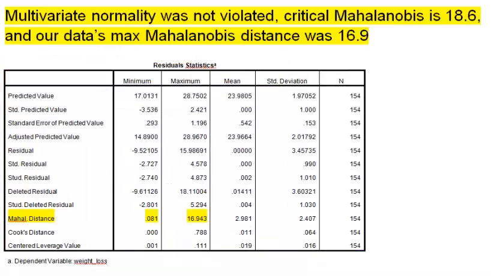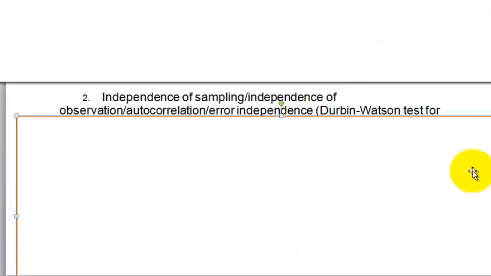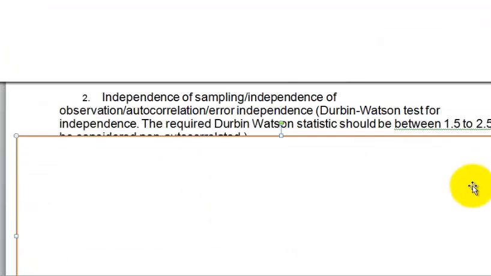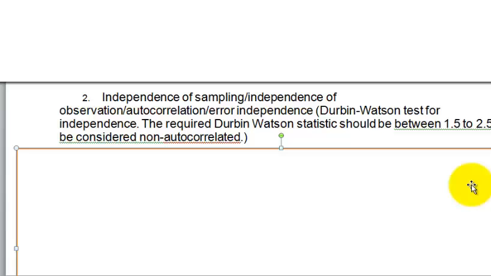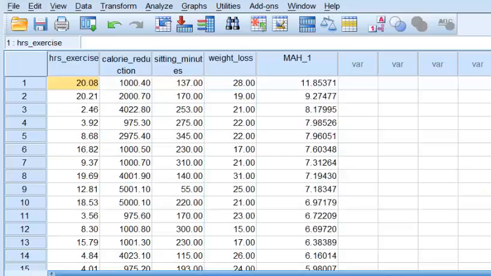Next assumption is the Durbin-Watson test for autocorrelation. Let's go ahead and do this one. Please hold. All right, Copilot's giving me a dirty look. So let's check for autocorrelation.